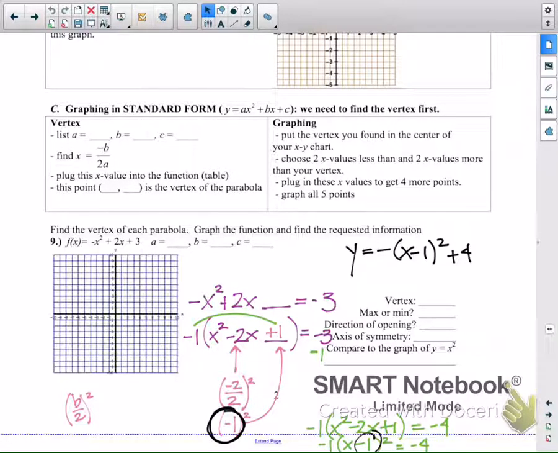Now, if I want to graph this one, first, what's my vertex? (1, 4). Does it open up or down? Down, and my slope is -1 in this case. So (1, 4), over 1, down 1, over 1, down 1 the other way. Draw my quadratic real quick.